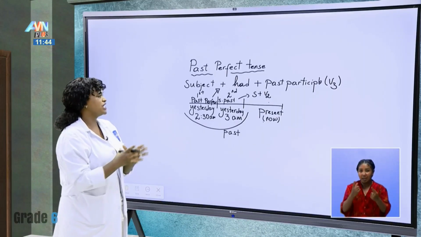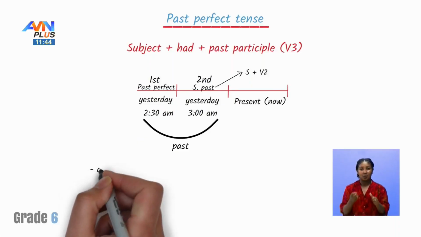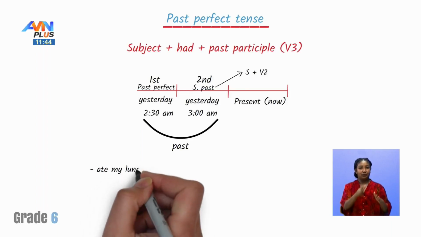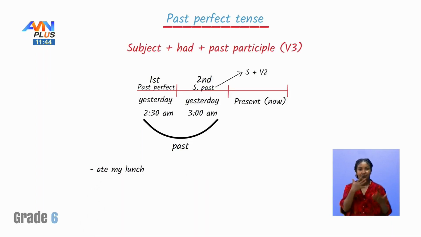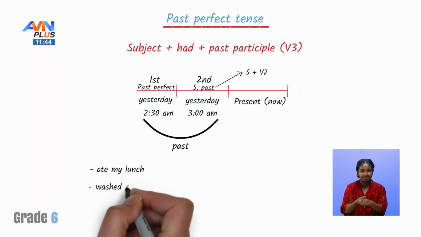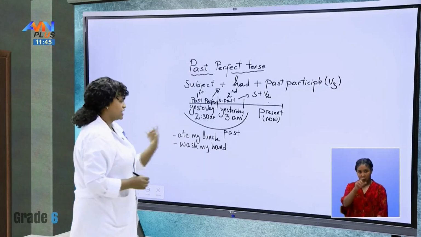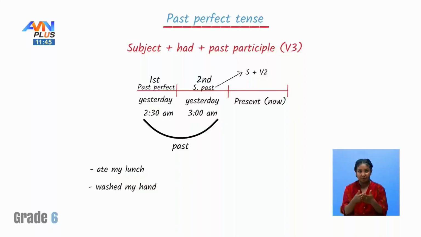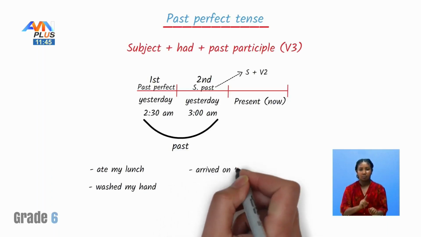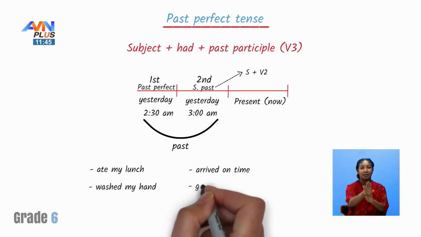Let us try to see it in action. Number 1: ate my lunch, and another, washed my hand. This is 1. Let's see another one: arrived on time and got the train.